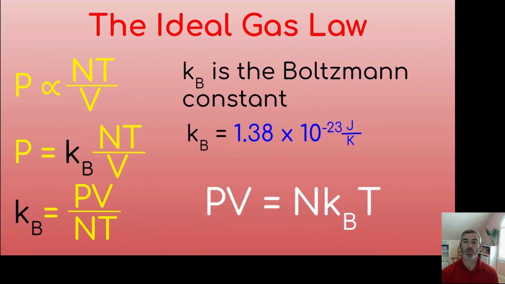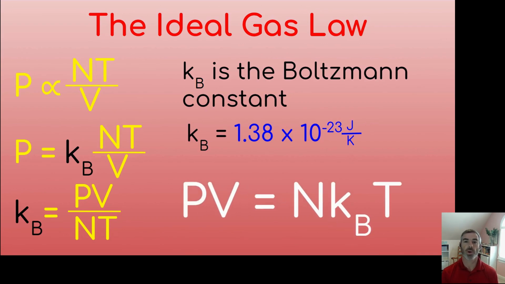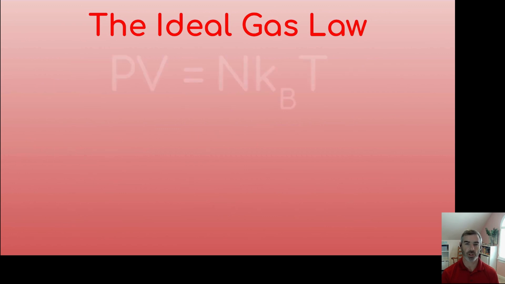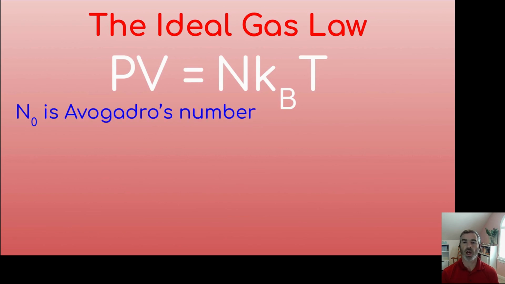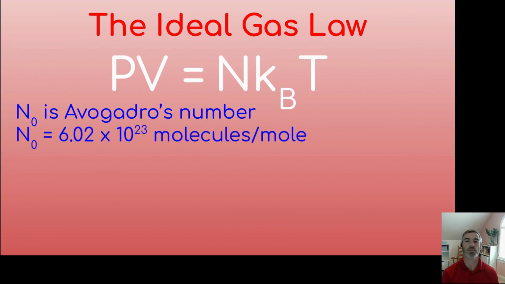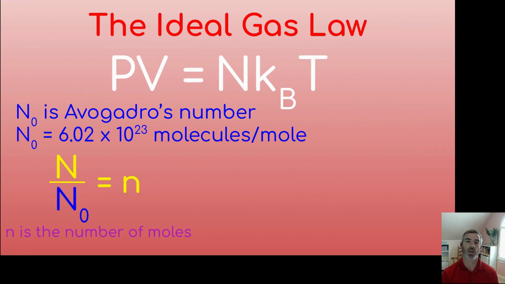And we can rearrange the Boltzmann constant equation and give us the first equation for the ideal gas law, which is PV equals the number of molecules times the Boltzmann constant and that temperature, remember, is the absolute temperature. So now let's define some other constants. N naught is Avogadro's number, which you should have learned in a chemistry class. Avogadro's number is the number of molecules in 1 mole of a gas, which is 6.02 times 10 to the 23rd molecules per mole. Now, the number of molecules divided by Avogadro's number, capital N, gives us lowercase n, which is the number of moles of a substance.